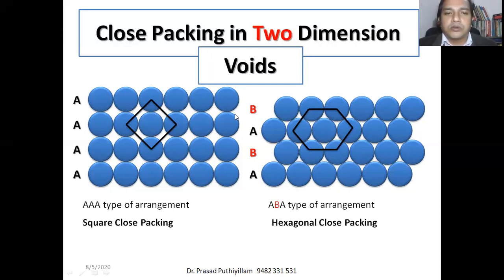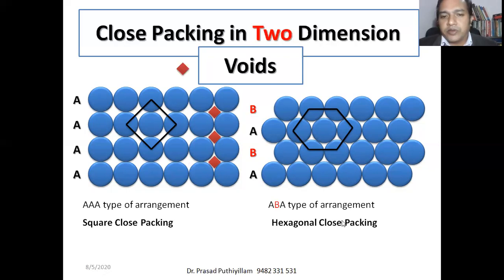This is in 2-dimension only. Here in 2-dimension, we can see that when atoms are arranged, there are so many empty spaces. These are the empty spaces which I highlighted here. This is the empty space which is formed. If you observe the structure of that, it looks like a diamond.